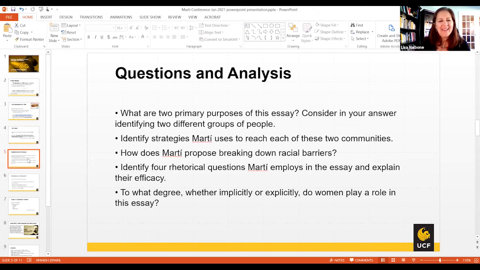Thank you, James. And the one thing that I was particularly interested in for my own teaching is the connection of the readings with the construction of race and with construction of gender. And I wanted to point you to the last question: to what degree, whether implicitly or explicitly, do women play a role in this essay?